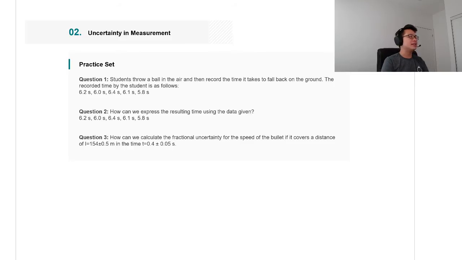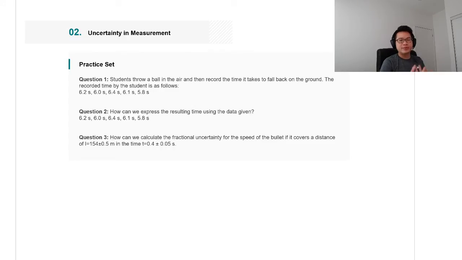Another question: assume a student throws a ball in the air, and we record the time it takes to fall back to the ground. We have 6.2 seconds, 6.0, 6.4, 6.1, and 5.8 seconds. First of all, how can we extract the resulting time using the data given? Then we can look at question 3 later.